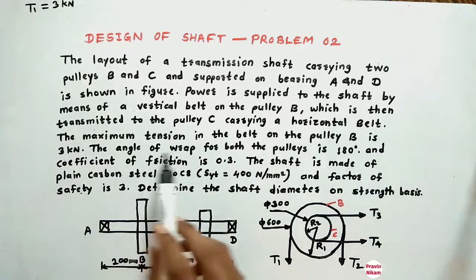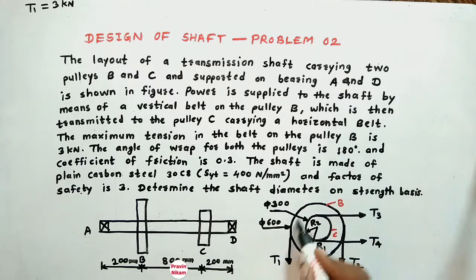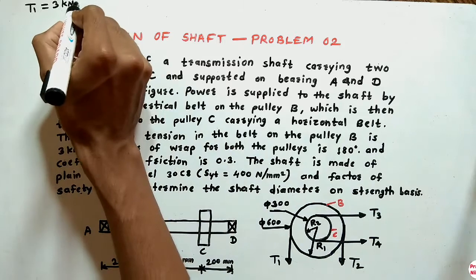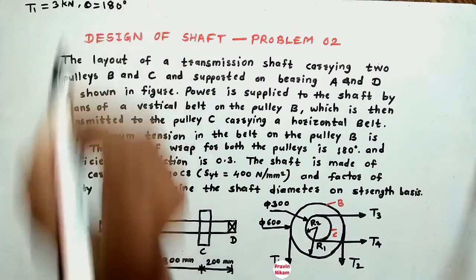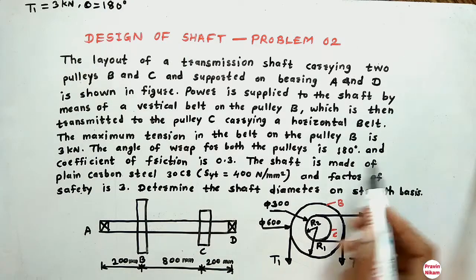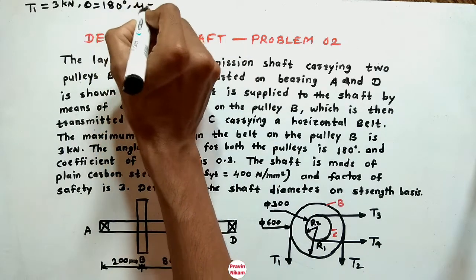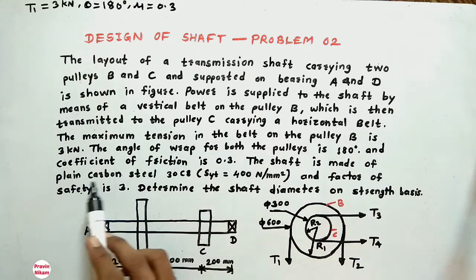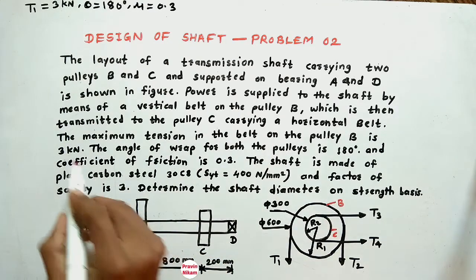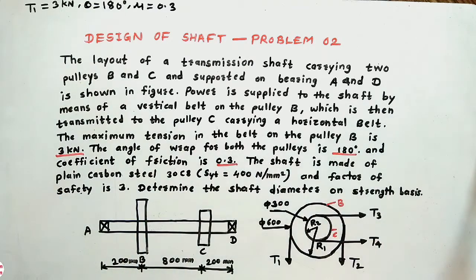Now the angle of wrap, that is the angle of contact, for both the pulleys is 180 degree. That means theta is 180 degree. The coefficient of friction mu is equal to 0.3. The shaft is made up of plain carbon steel.